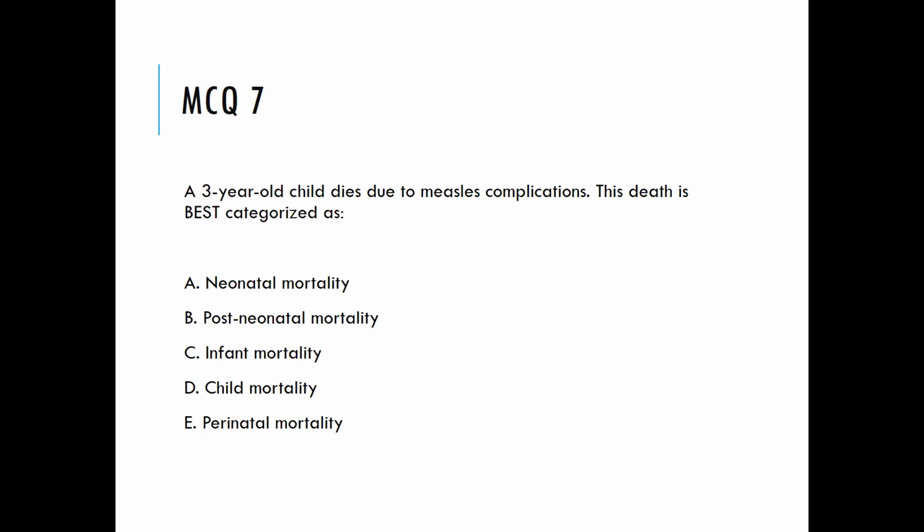Question number 7 is a 3-year-old child dies due to measles complications. The death is best categorized as option A, neonatal mortality, B, postneonatal, C, infant, D, child, and E, perinatal mortality. Like, she is 3 years old. So this comes under child mortality, from 1 to 4 years.